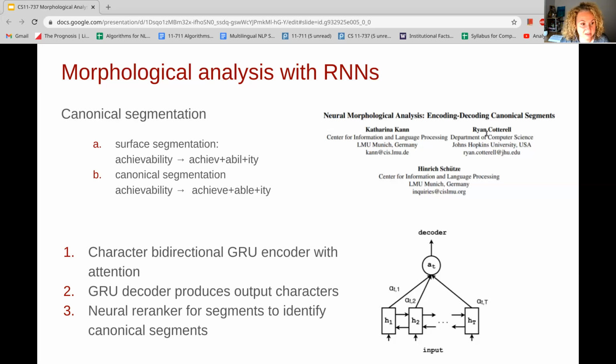So this is a standard sequence-to-sequence character-based model plus a re-ranker on top of it to prioritize words that appear more frequently as independent words in the lexicon. So in the segmentation of the word achievability, the second token, able, would appear more frequently than the token ABIL.